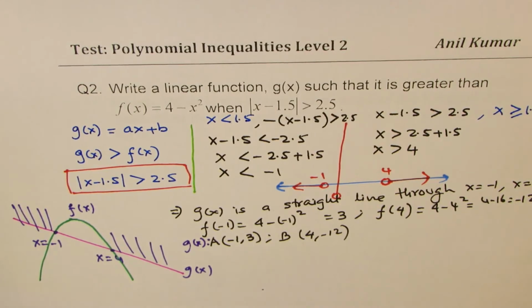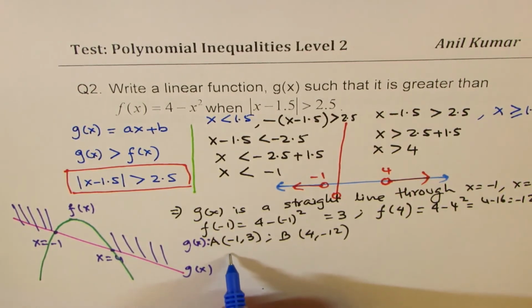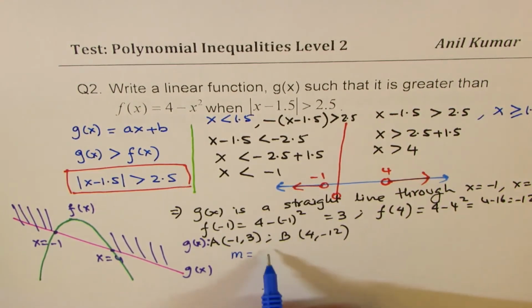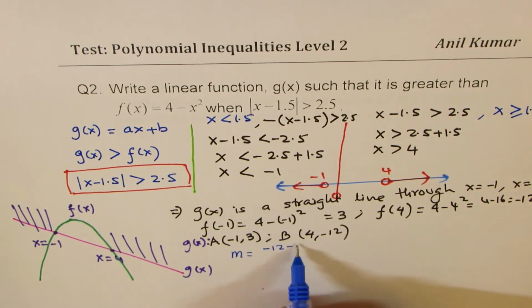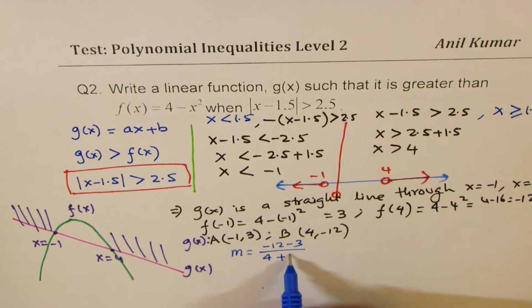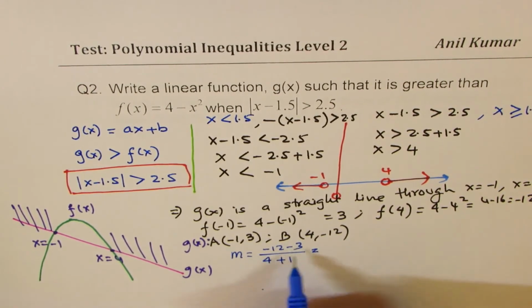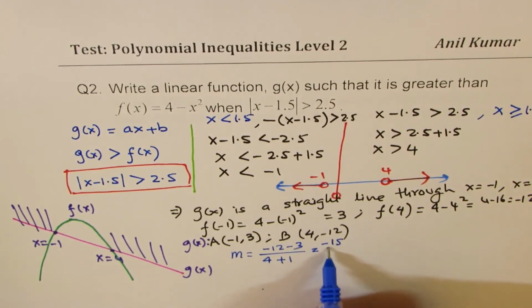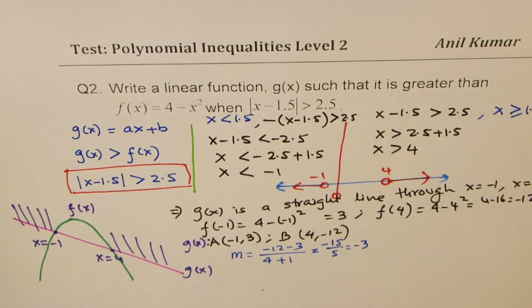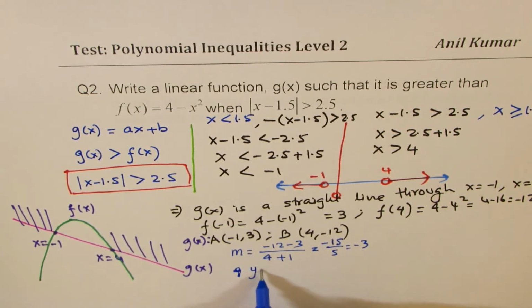So now it is easy. We can find the equation of this line. The first step is, of course, to find the slope m, which is y2 minus y1 over x2 minus x1. So we get minus 12 minus 3, divided by 4 minus minus 1, which makes it plus 5. So what we get here is minus 15 over 5, or negative 3. So negative 3 is the slope.